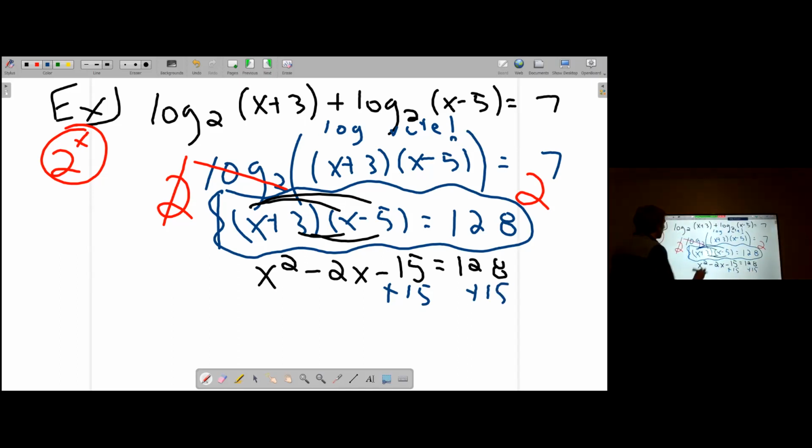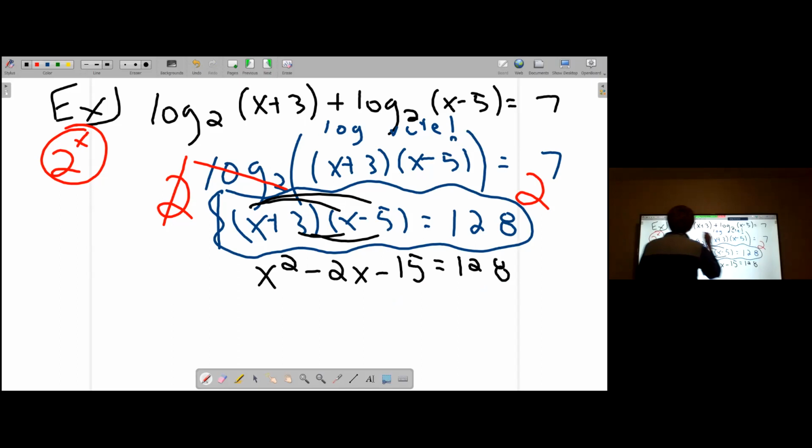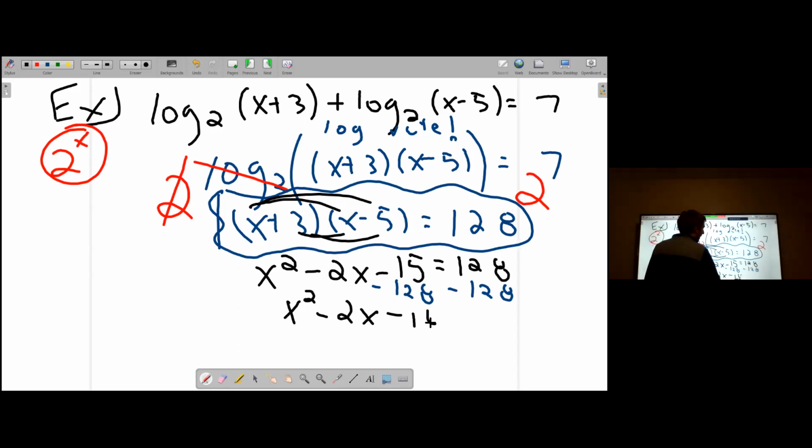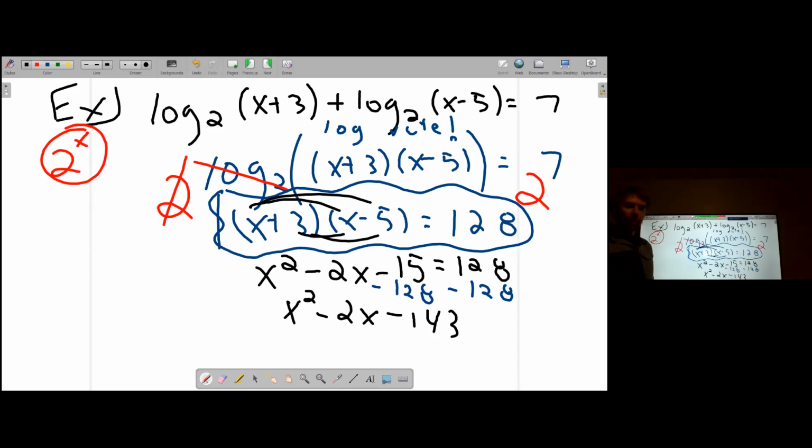Let me add. Oh no, that's not what I want to do. I want to subtract that 128 so that I can maybe try foiling this. I'm sorry, try factoring this. I've got now x squared minus 2x. Negative 15 minus 128 is going to be minus 143. Oof. 143.